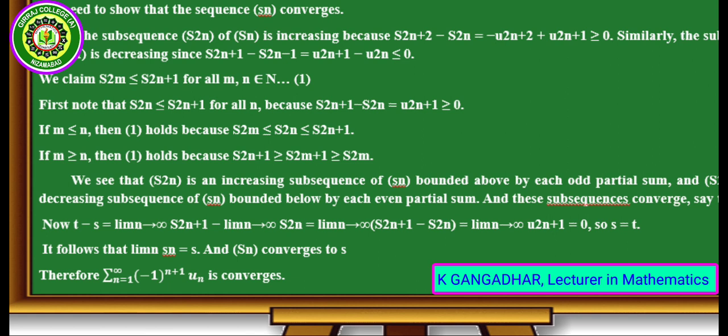So t minus s equal to limit n tends to infinity S_(2n+1) minus limit n tends to infinity S_2n. So that equal to 0. So implies s equal to t. So it follows that limit S_n equal to s and sequence S_n converges to s. Therefore the given alternating series is convergent.